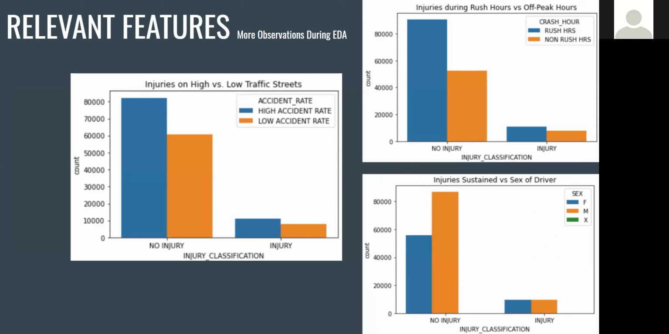These accident features have been juxtaposed as to whether or not an injury was sustained in the accident. These graphs show that accidents are more likely to occur during rush hour traffic, on high volume streets, and that the driver is more likely to be male. In all three instances, the rate of injury is much higher than with other features under inspection.